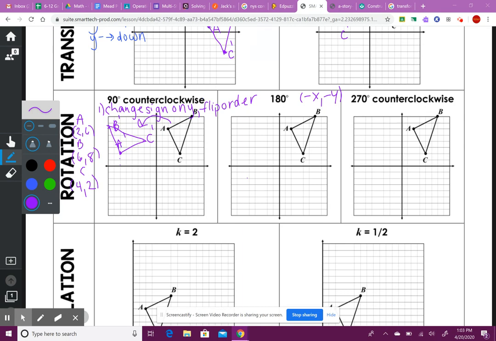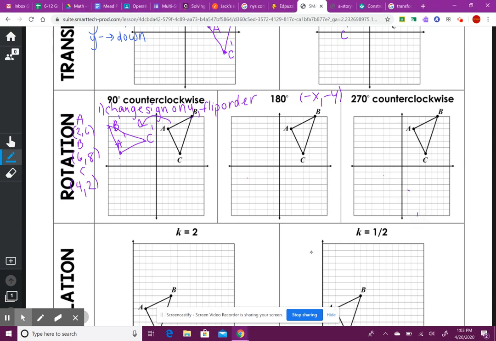So if you go over to A, we know the original was (2, 6). If you change the sign on both, now it's (-2, -6). So I go over 1, 2, 3, 4, 5, 6, and my new A would be down here. B now would be (-6, -8): over 6, down 1, 2, 3, 4, 5, 6, 7, 8.